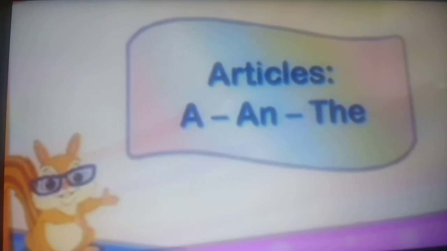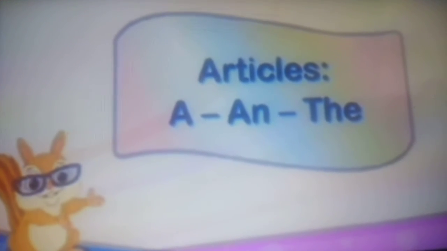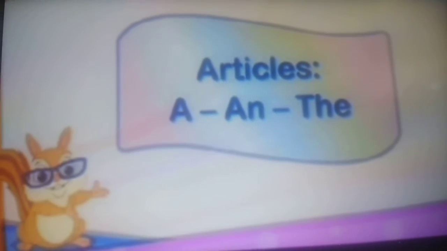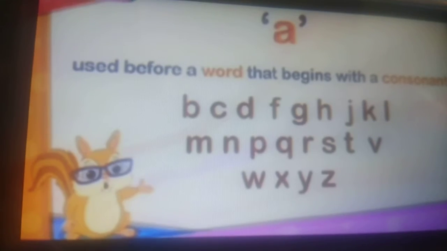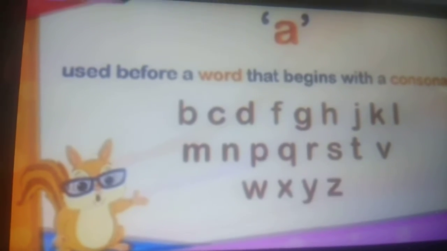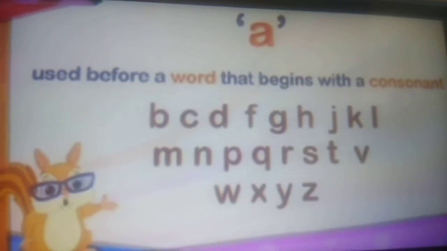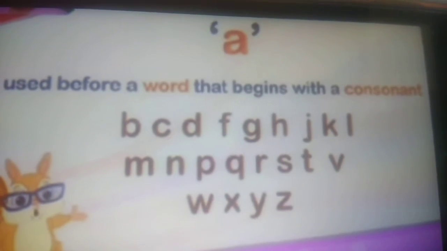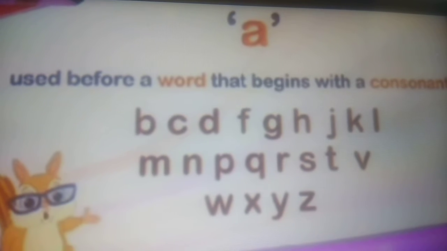We have three articles: a, an, and the. A is used before a word that begins with a consonant sound.